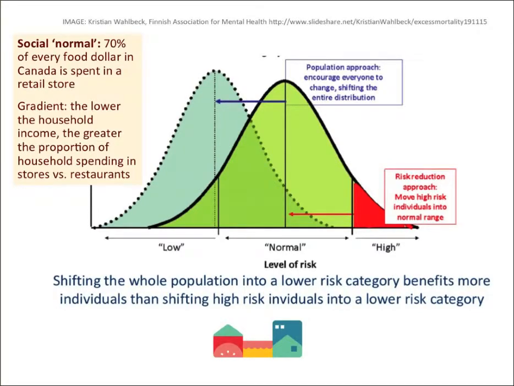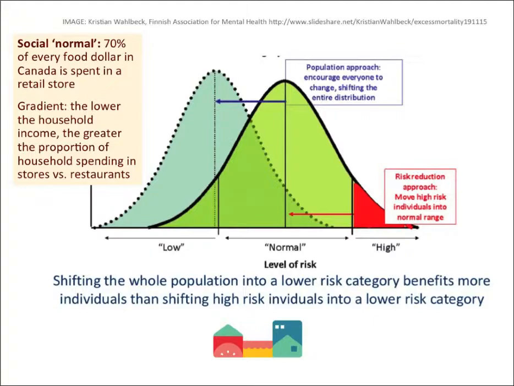So what's actually normal? What are we trying to shift and squish when we're talking about shopping in retail environments in Canada? Well, the social normal is that 70% of every food dollar in Canada that's spent is spent in a retail store. This is something I always like to remind myself because I do a lot of work around food systems, and there are lots of ways to engage people in food systems, but we can't forget that 70% of their household money at the end of the day is going into retail environments, and that's why I think it's a really important area for intervention.